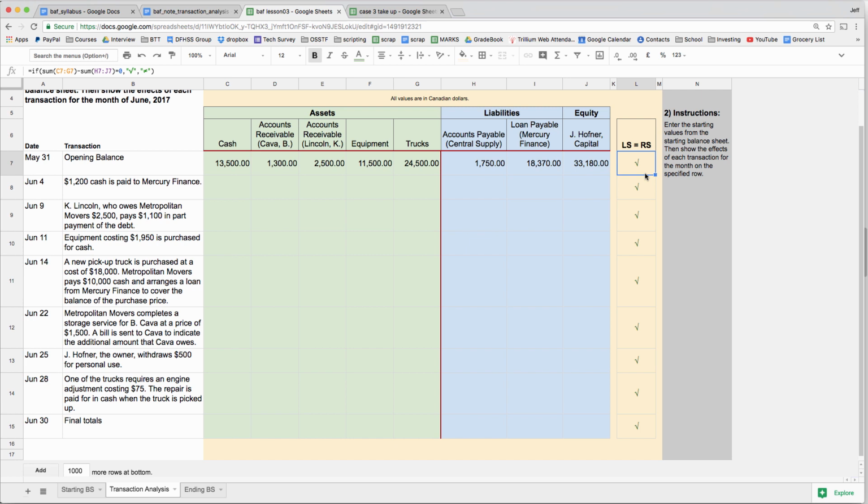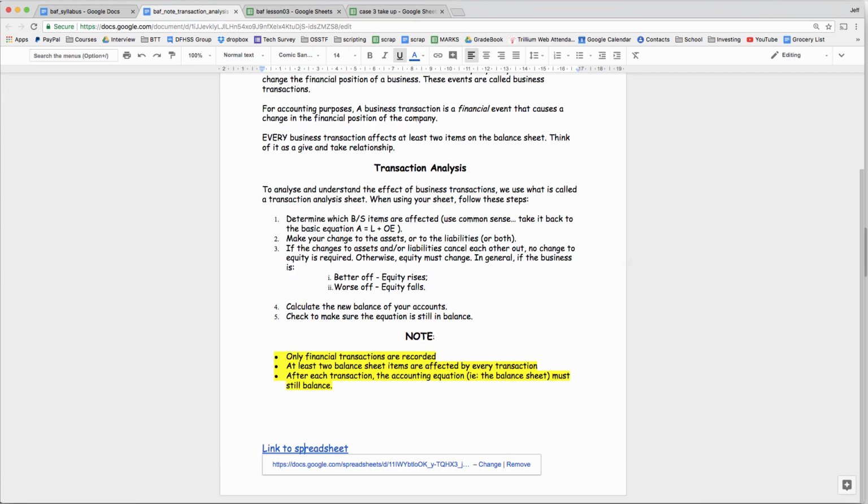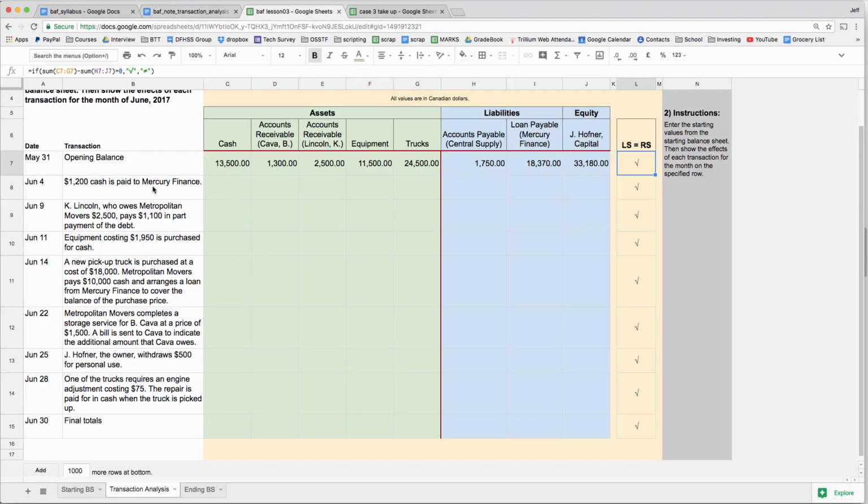So let's remember our rules. We want to make sure we only record financial transactions, that at least 2 balance sheet items are affected, and after each transaction, the accounting equation is still going to balance. And that's the same thing as saying we started balanced and each transaction is balanced, which means we will end up balanced. It's a mathematical certainty. So let's do the first one.